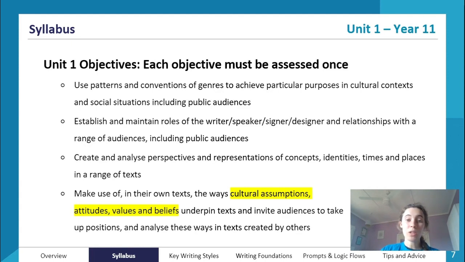So patterns and conventions of genres, establishing and maintaining the role of the writer or the speaker, creating and analyzing perspectives and representations of content, concepts, identities, times, and places, making use of the ways cultural assumptions, attitudes, values, and beliefs underpin texts and invite audiences to take up positions and analyze the ways that these are created as well. So that is something that a lot of people struggle with, and I'll get to that in a moment.